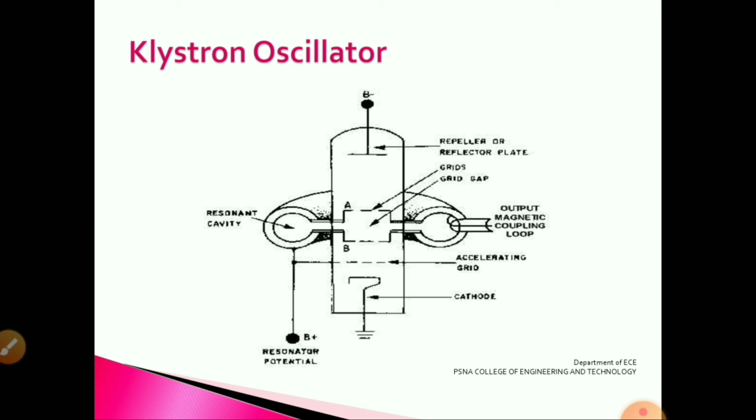The performance of the reflex klystron is specified as frequency range 2 to 200 GHz, bandwidth plus or minus 30 MHz, power output 10 mW to 2.5 watt. The reflex klystron is widely used as a microwave source in the laboratory, in microwave transmitters and as a local oscillator in superheterodyne radar receivers.